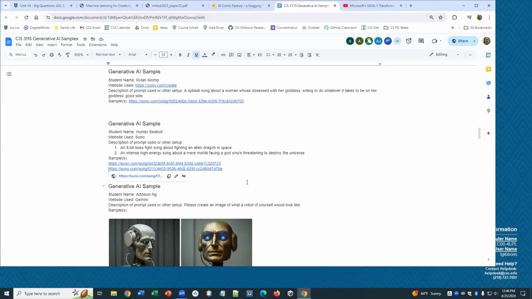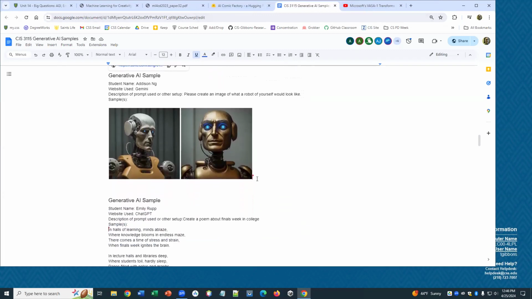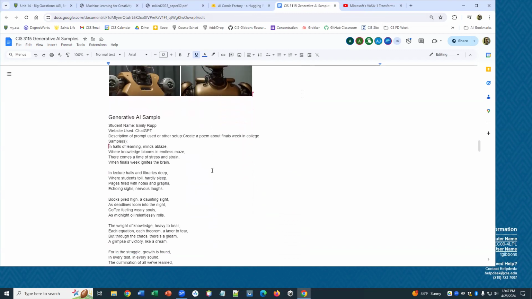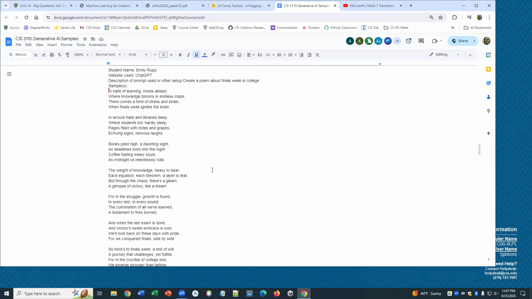Okay, so Addison, we've got some robots, looking good. Oh, we have a new poem from Emily here, finals week in college. In halls of learning, minds ablaze, where knowledge blooms in endless maze, there comes a time of stress and strain when finals week ignites the brain.